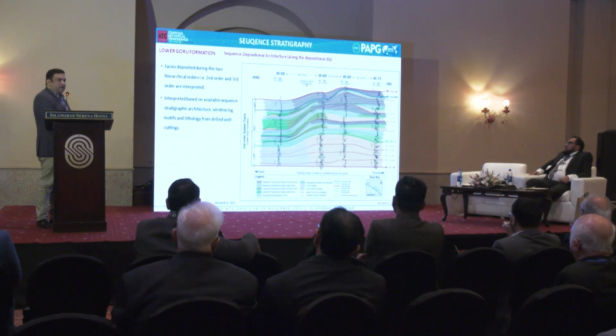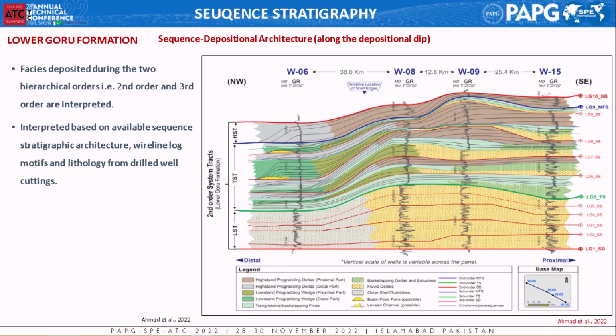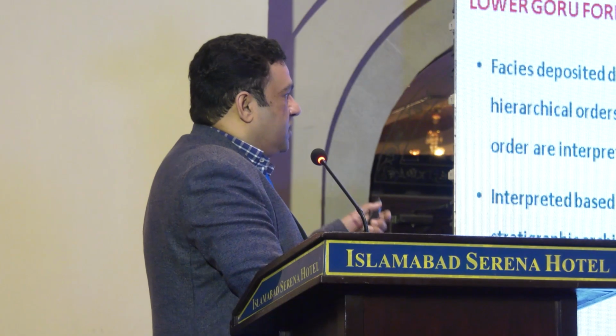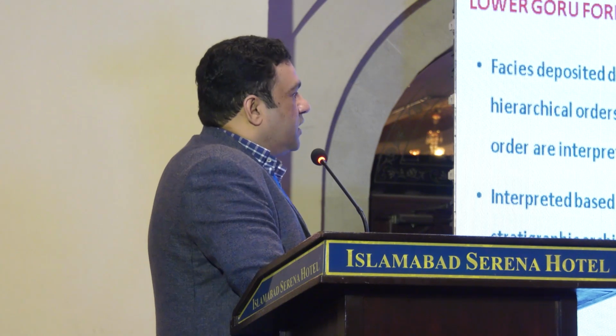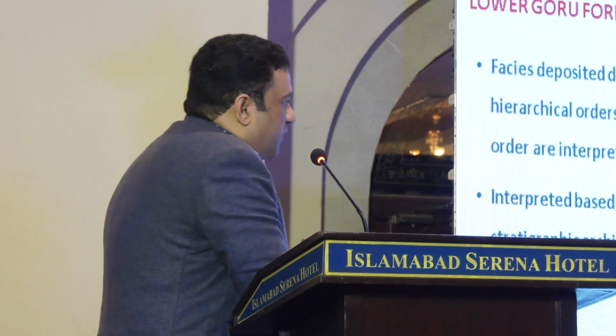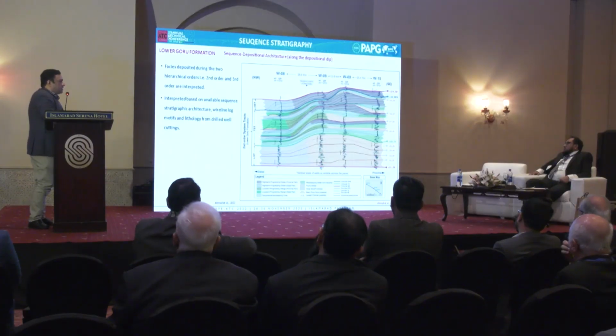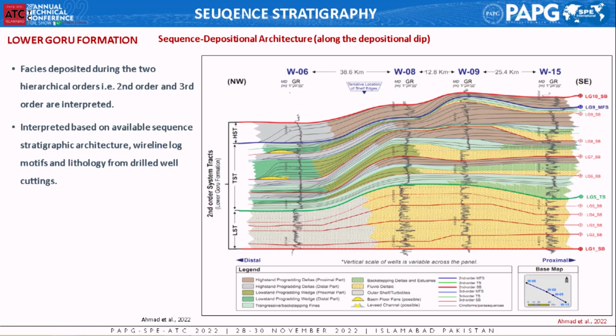So this is a diagram which I have taken from my paper published in an international journal. So here you can see these are the same 4 wells I have shown in the previous slide. In these 4 wells, we have interpreted the facies correlated with the sequence stratigraphic surfaces and parasequences. The second order lowstand system of the Lower Guru from LG1 to LG5 transgressive surface.